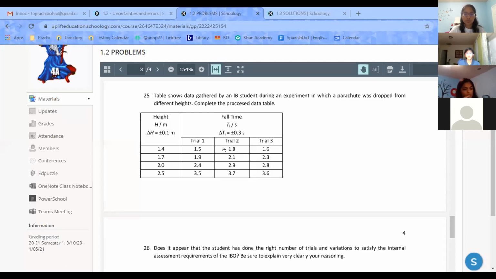Yeah. The range, 1.8 minus 1.6, it would be 0.2 divided by 2. I think it would be 1.8 minus 1.5, right? Yeah, right. Sorry. No, it's fine. So it would be 0.45 seconds would be the uncertainty added together.